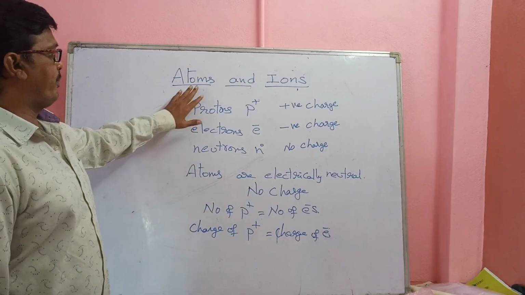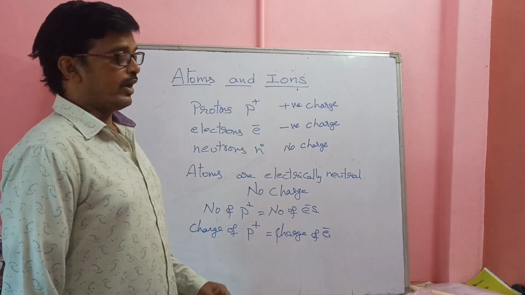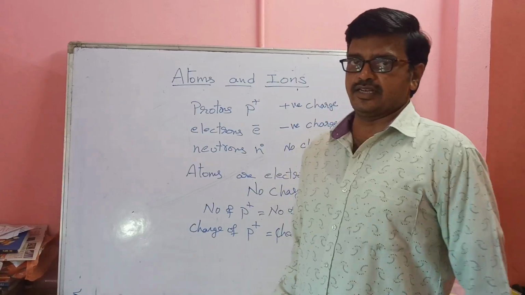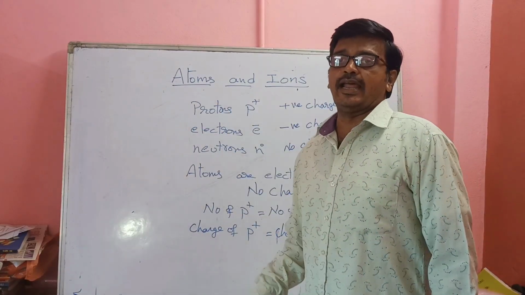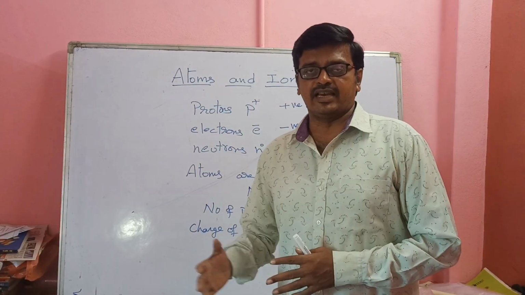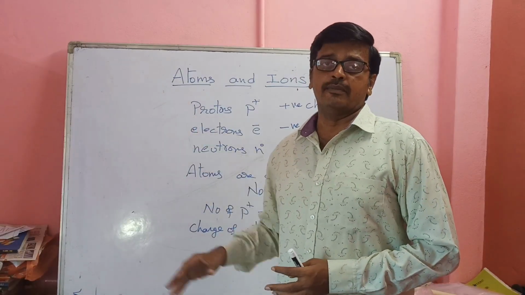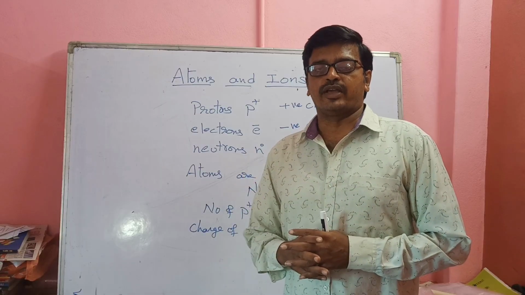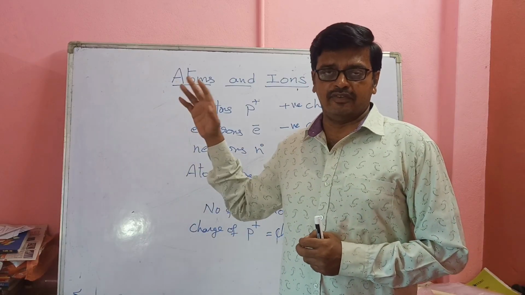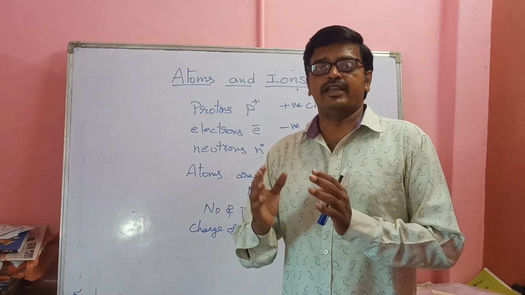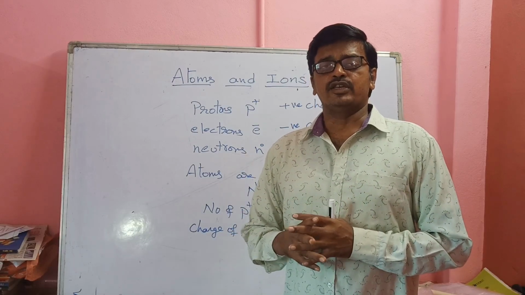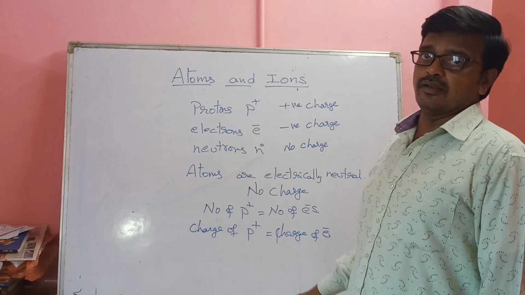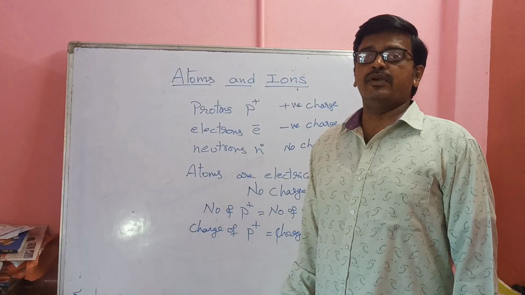Okay, children. Next topic, atoms and ions. In this topic we will learn what atoms are and what ions are. Yesterday in the previous class we studied elements, 1 to 20 elements. Each element contains similar type of atoms. So we have studied 1 to 20 atoms, and now we will learn how ions are formed.